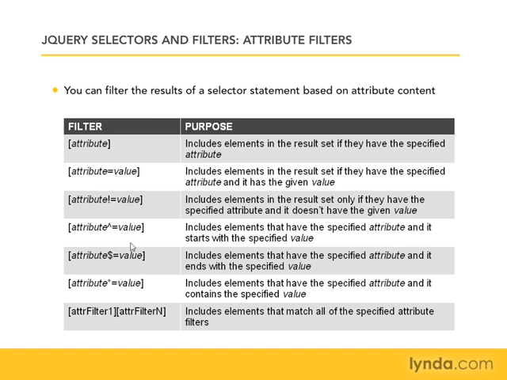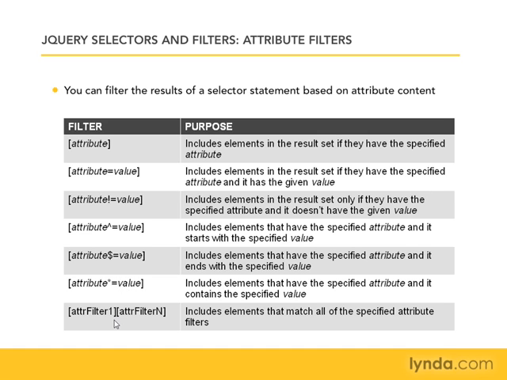The next two are very similar to regular expressions in JavaScript. This one checks to see if the attribute starts with the string that you give here, and this one, the $equals, checks to see if the element ends with the value that you've given. The next one here, the star equals, checks to see if the attribute contains the string that you specify anywhere within the attribute value.